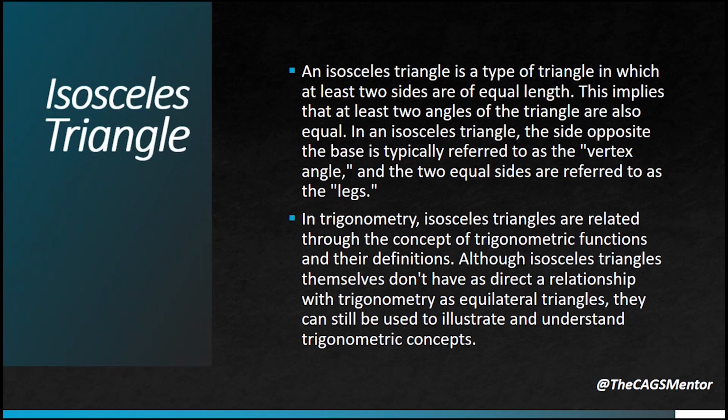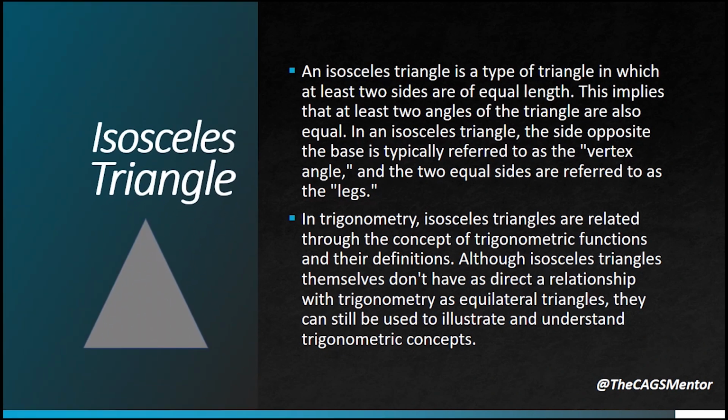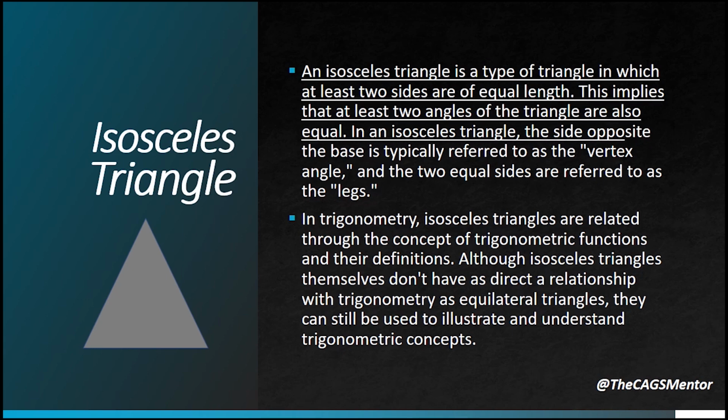The next triangle is the isosceles triangle. An isosceles triangle is a type of triangle in which at least two sides are of equal length. This implies that at least two angles of the triangle are also equal. In an isosceles triangle, the angle opposite the base is typically referred to as the vertex angle, and the two equal sides are referred to as the legs.